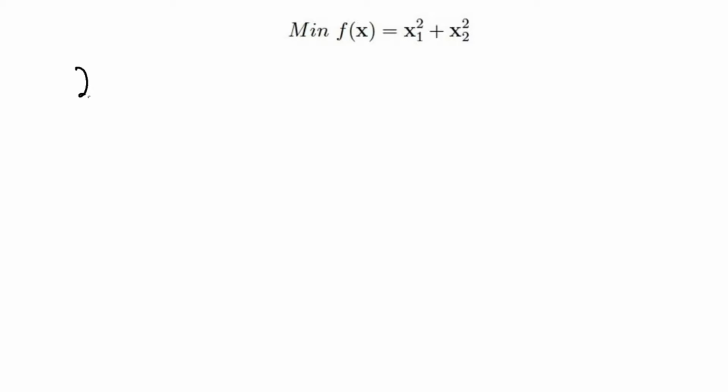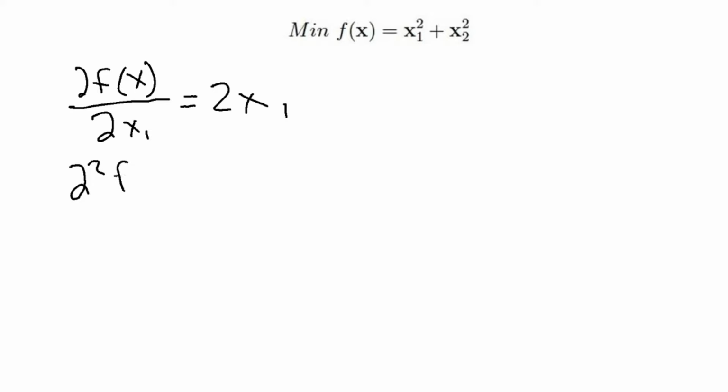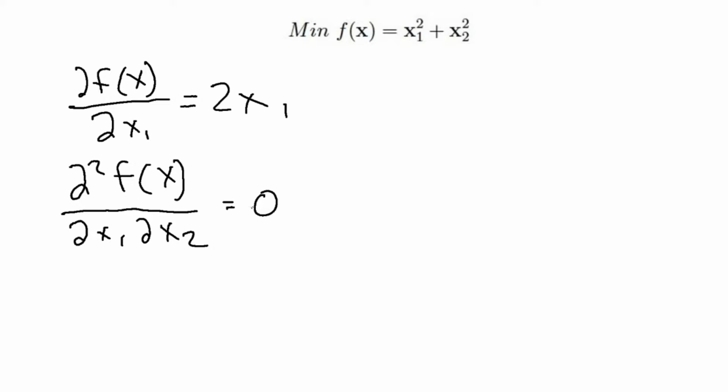So let's look at the partial derivative with respect to x1. That's 2x1. And then the second partial derivative of f with respect to x1 and then x2, and that's 0. And then the second partial derivative of f of x with respect to x1 is 2.